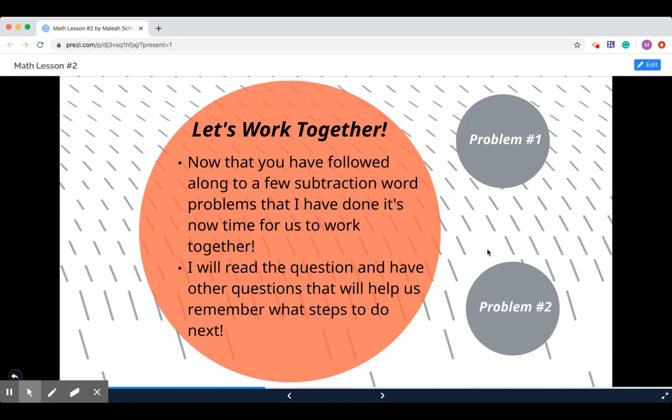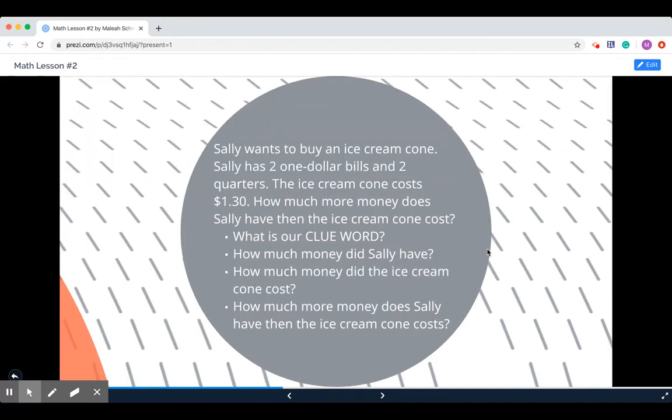All right, now let's work together. Now that you have followed along to a few subtraction word problems that I have done, it's time for us to work together. I'm going to read the question, our word problem, and have some other questions that will help us remember what steps to do next. So here's our first one.